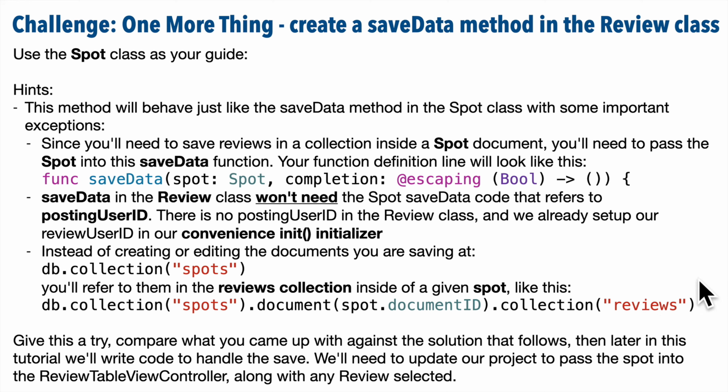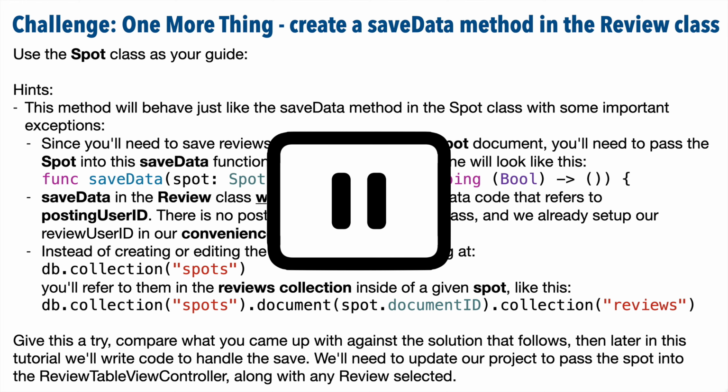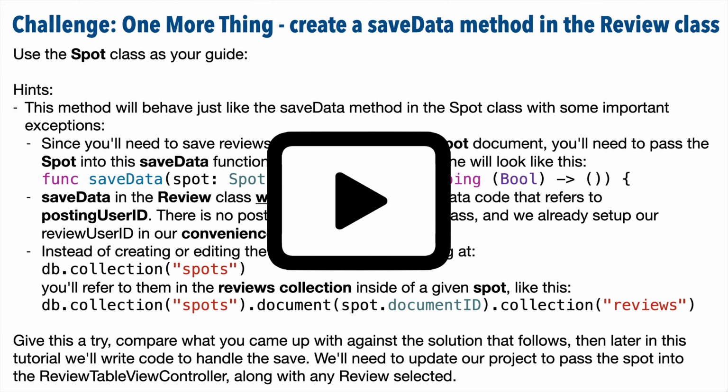So why don't you give this final challenge a try, compare what you come up with against the solution that follows, and then later in this tutorial, we'll write code together to handle the save. Now we're going to need to update the project to pass in the spot into the review table view controller along with any review selected. But for now, why don't you pause, try your best to solve the challenge outlined on this slide, and let's take a look at a solution.